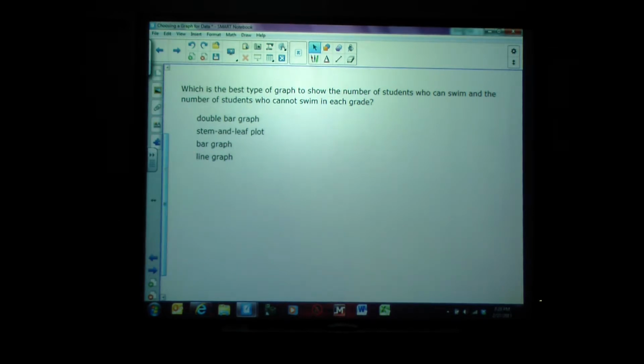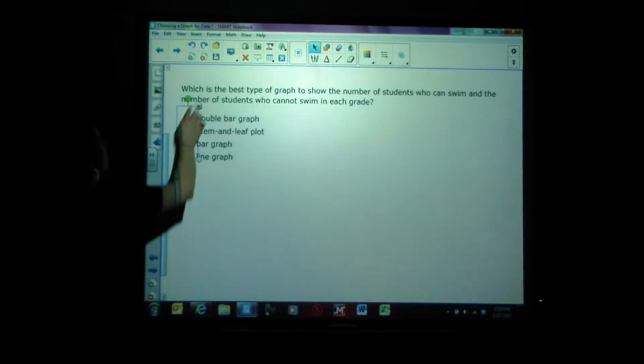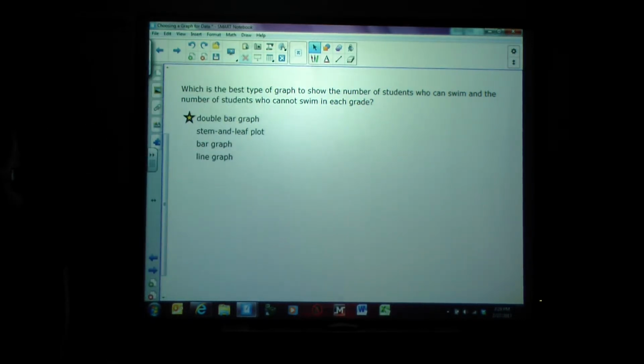Which is the best type of graph to show the number of students who can swim and the number of students who cannot swim in each grade? So we're looking at each grade, those who can swim and those who can't. Well, we're comparing data, we're comparing facts, so actually that double bar graph is going to be the one that we want. The bar graph itself would be great to show me every grade who can swim, but when you throw in that double bar graph, now you can have 2 bars together, one showing me who can and who can't swim, who can and who can't swim.